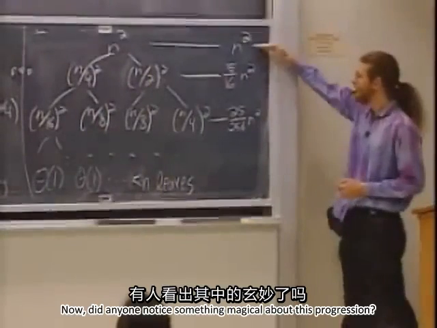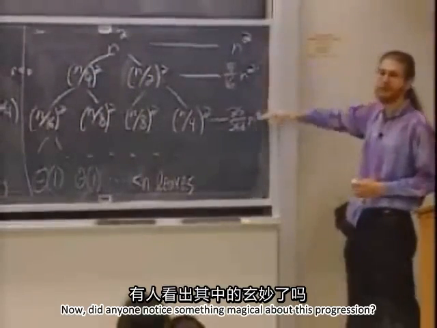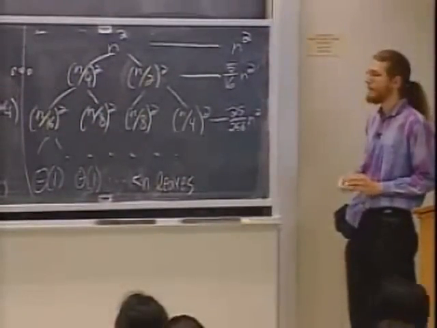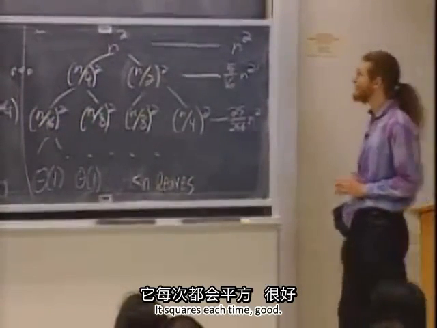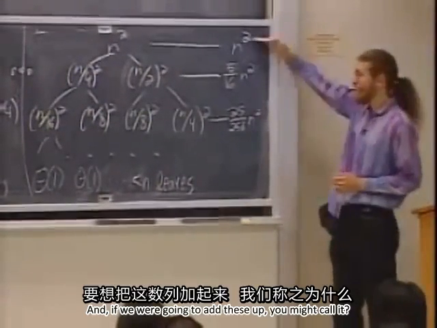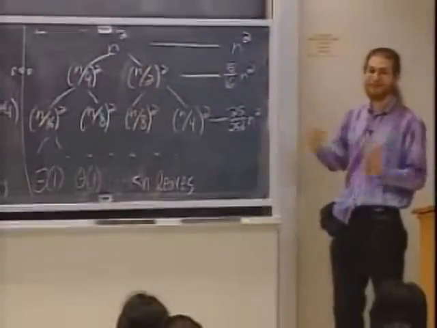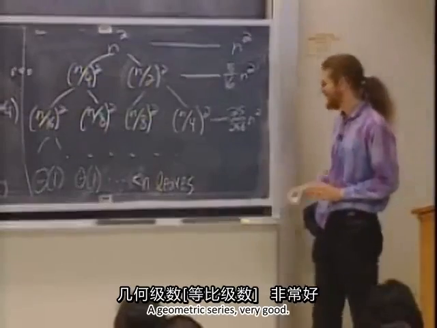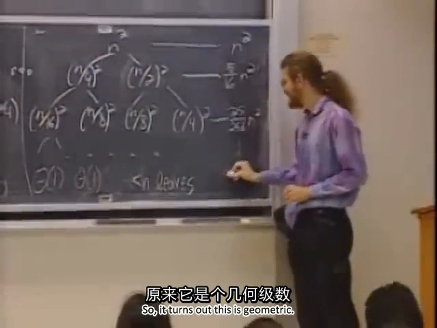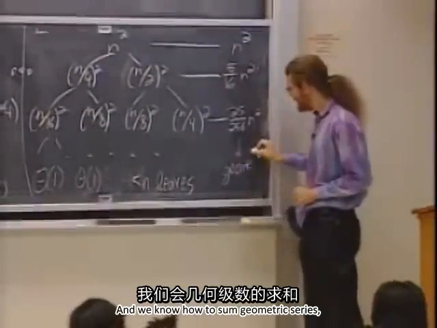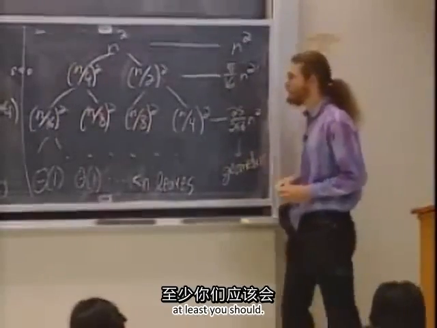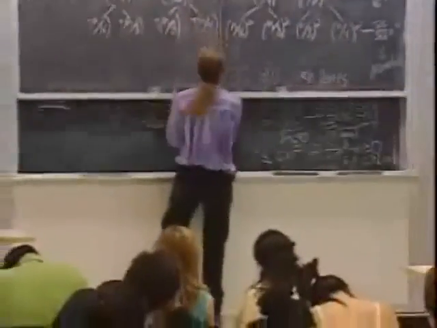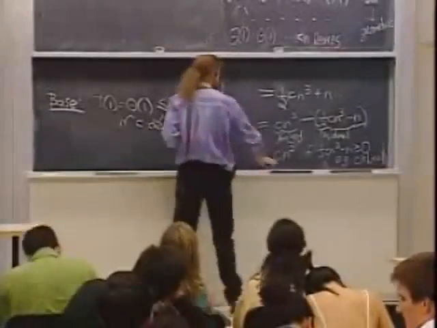Now, anyone notice something magical about this progression? It squares each time, good. And if we were going to add these up, you might call it a geometric series. Very good. So it turns out this is geometric. And we know how to sum geometric series, at least you should. So let's see.